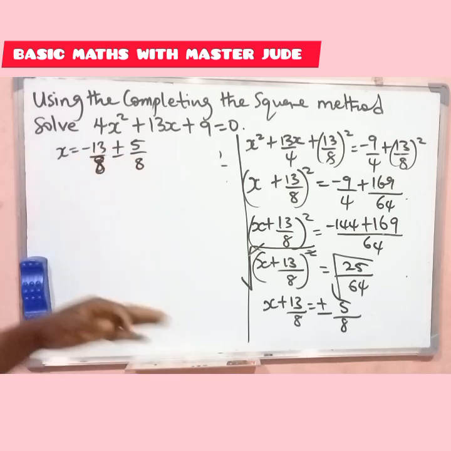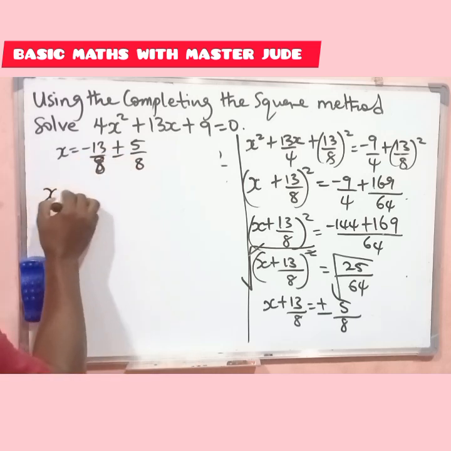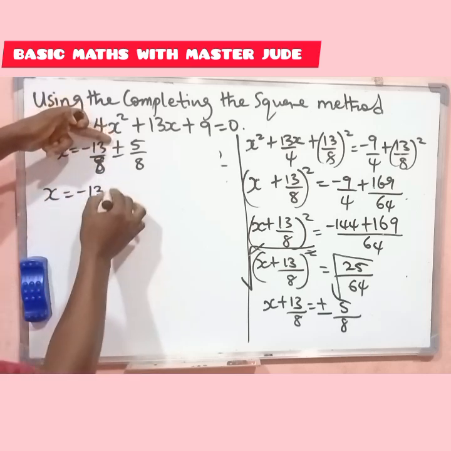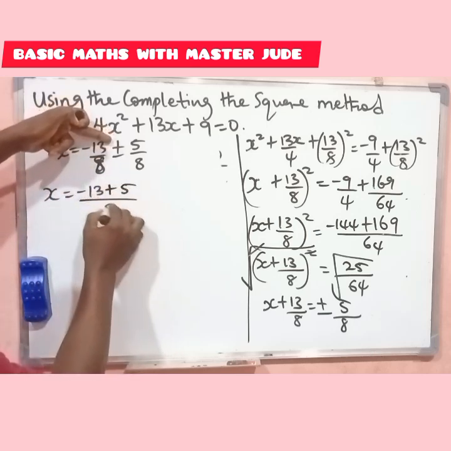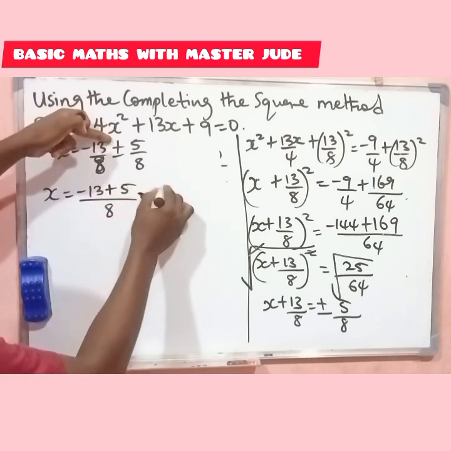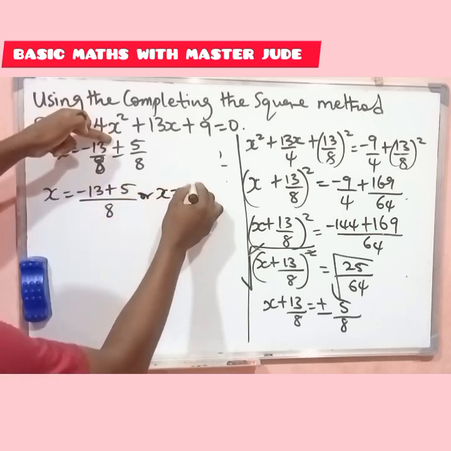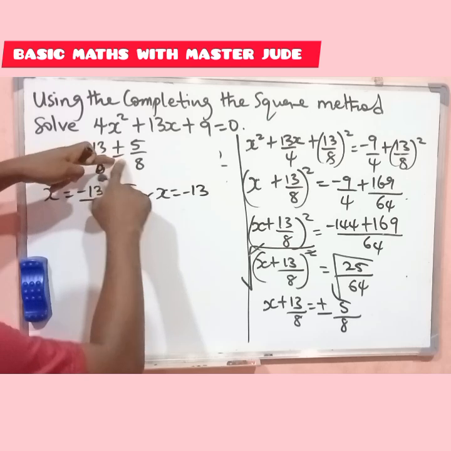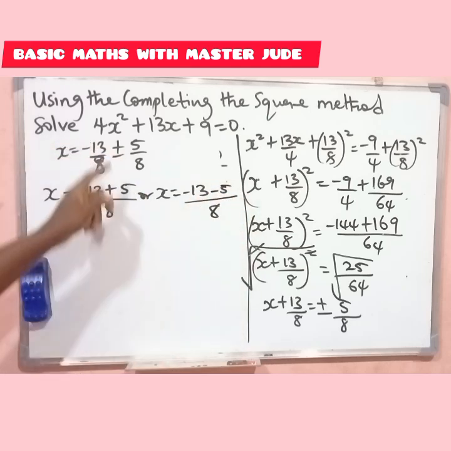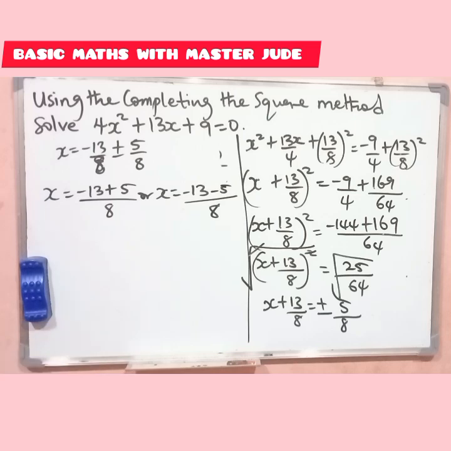Now, what are we going to do next? We are going to simplify further. So this will give us x is equal to minus 13 plus 5 all over 8, we are picking 8 because they are the same thing, or x is equal to minus 13 minus 5 all over 8. We use the plus and minus sign to separate.